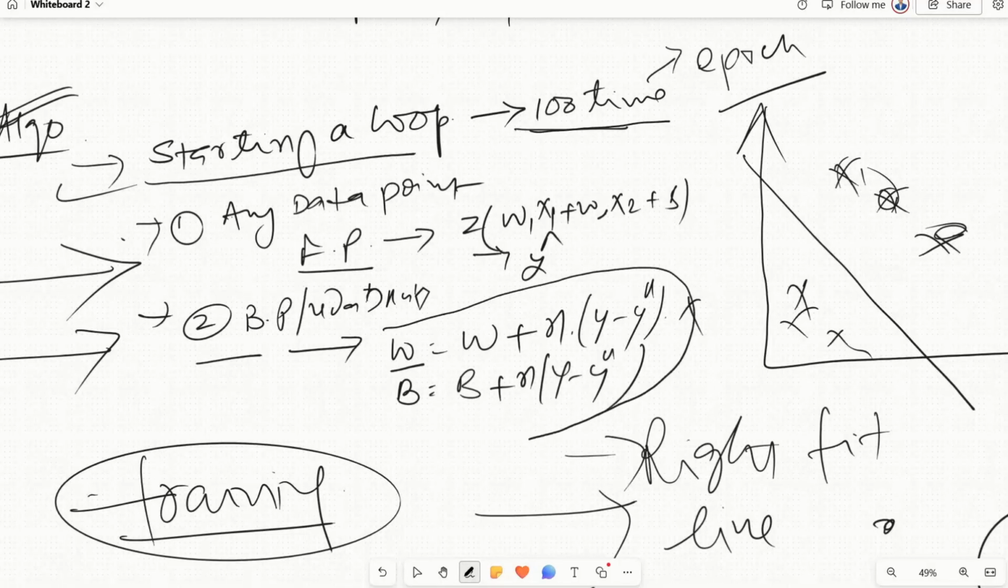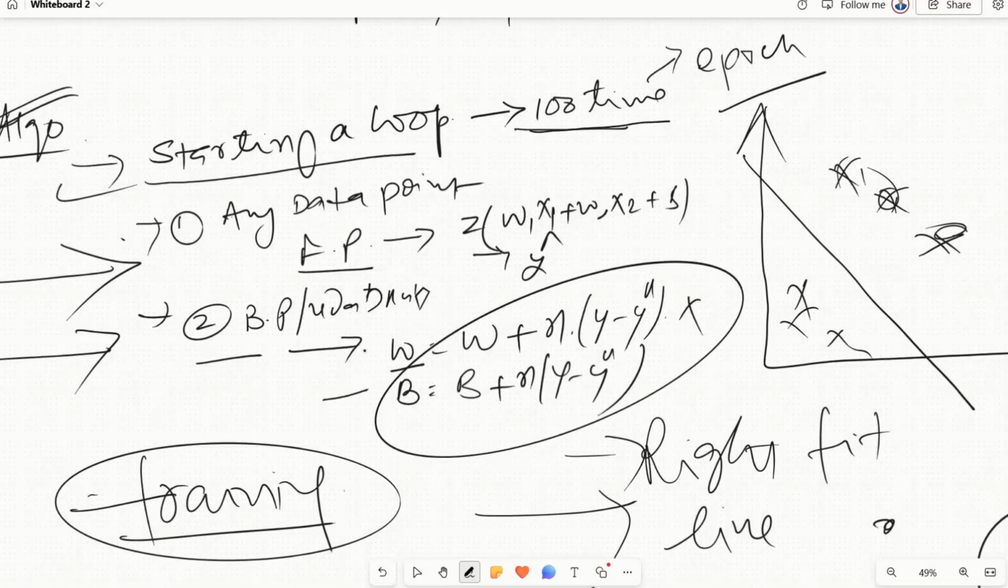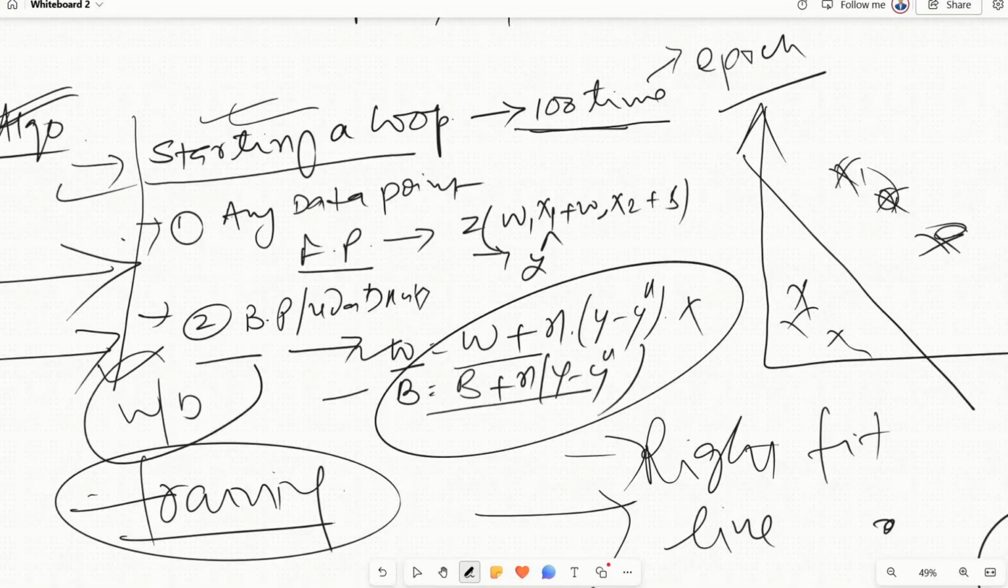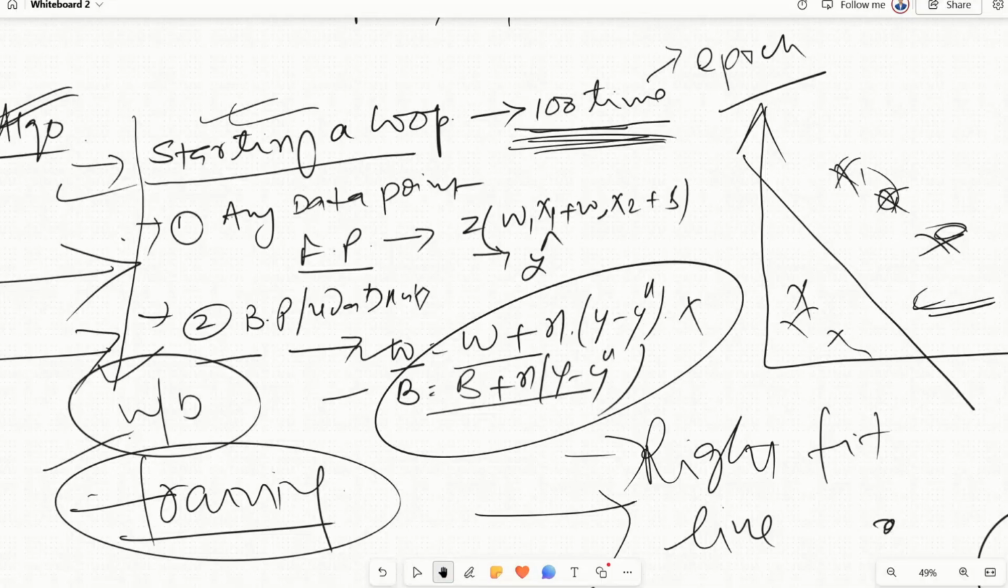Initially, I was trying to build the concept of how to find the weight update formula and bias update formula. It is called the update rule, and once you are able to find this update rule, you apply this algorithm. According to this algorithm, it will update your weight and bias, and finally, after a lot of epochs, you will find the right weight and bias, and then you will be able to find the right fit line. This is called the training of perceptron. So this is the whole story behind the training of perceptron.